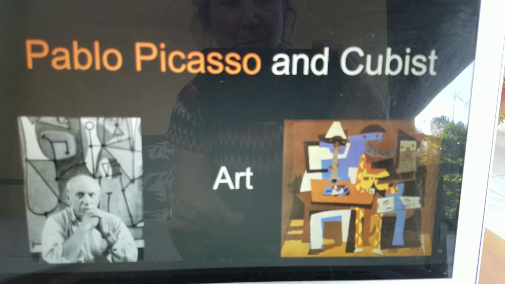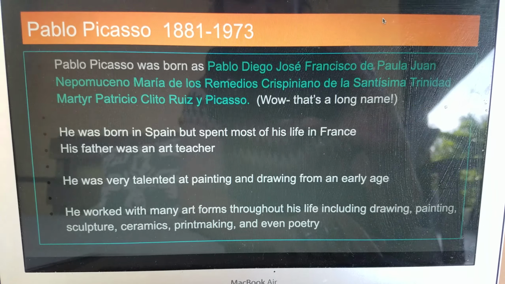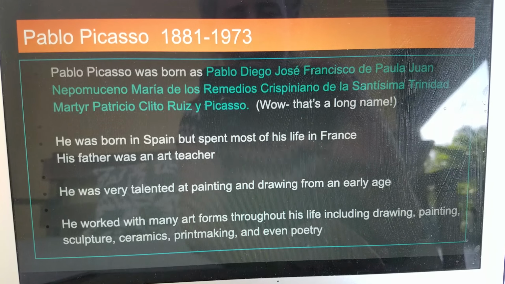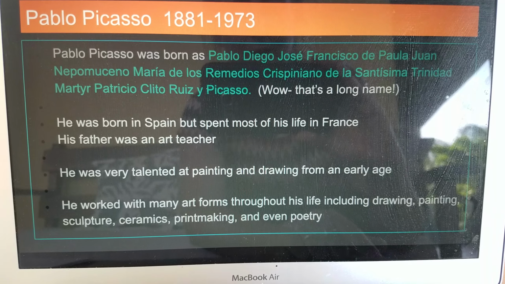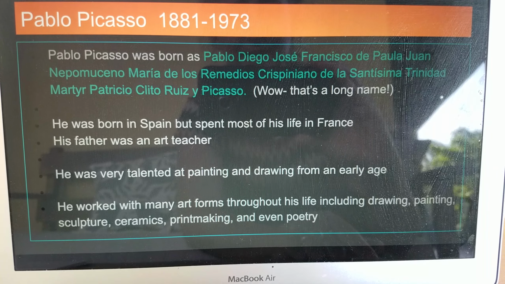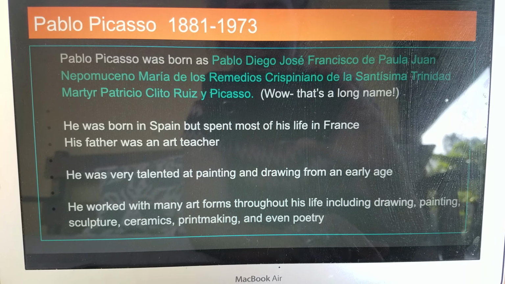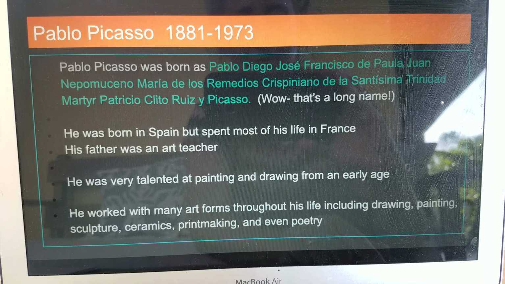All right, Pablo Picasso and Cubism. So Pablo Picasso was born in the late 1800s and he lived to 1973. He has a super long name. I'm going to be sending you this Google Slides presentation so you'll be able to look at it in closer detail yourselves.